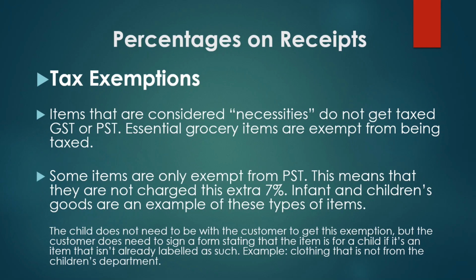Also, an extra note about that, the child doesn't need to be with the customer to get this exemption on the goods, and the exemption is automatic if the item is specifically for infants or children. If the item is being purchased for a child but is not designated a child's item, so for example, clothing that isn't from the children's department, the customer would need to sign a form stating that the item is for a child.